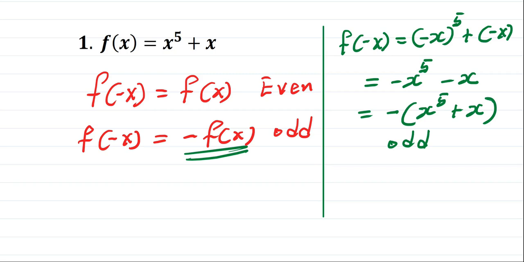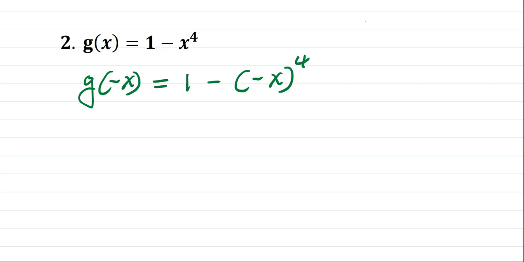Alright, let's now move on to the next question. Alright, question 2. We are still going to plug negative x into this. So this will be equal to 1 minus negative x to the 4th power. So negative x to the 4th power is a positive x to the 4th power, so this will be equal to 1 minus x to the 4th power.